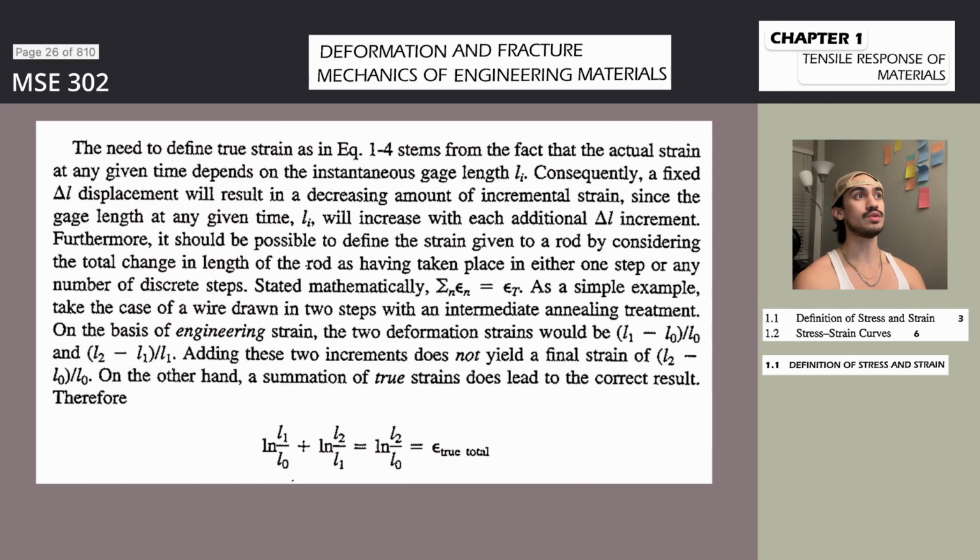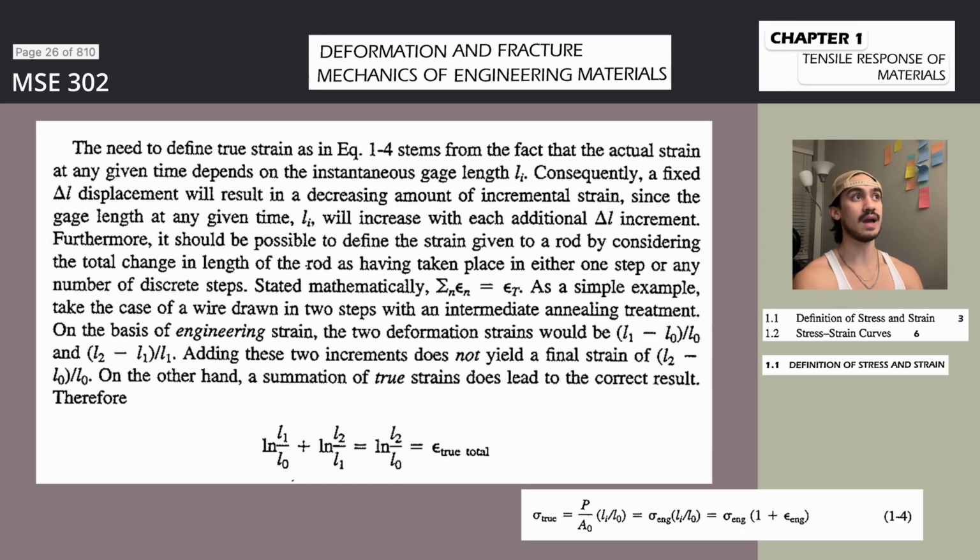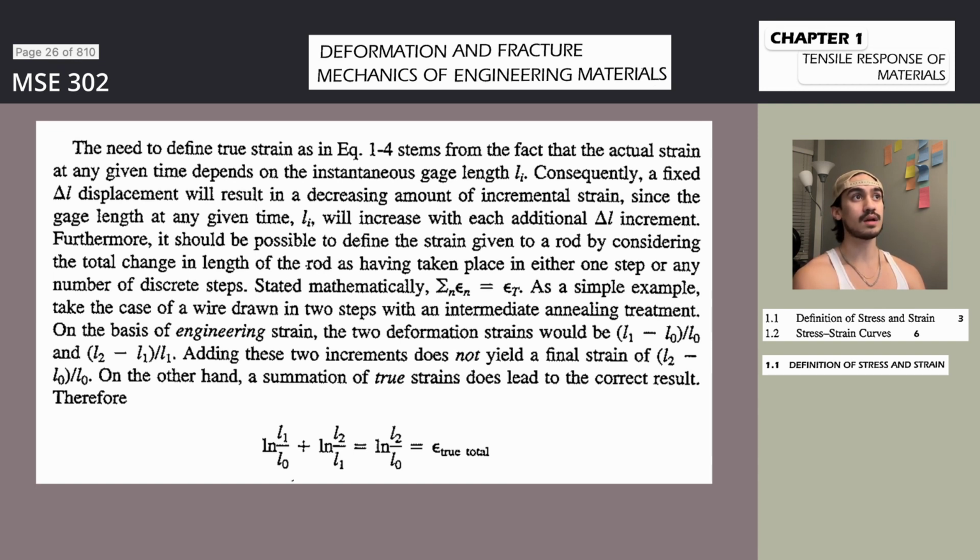The need to define true strain as in equation 1-5 stems from the fact that the actual strain at any given time depends on the instantaneous gauge length, L sub i. Consequently, a fixed delta L displacement will result in a decreasing amount of incremental strain, since the gauge length at any given time, L sub i, will increase with each individual delta L increment.